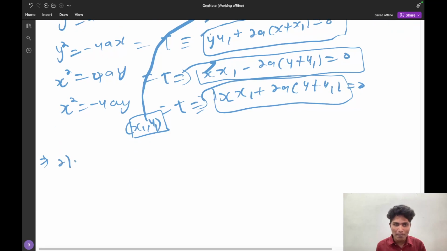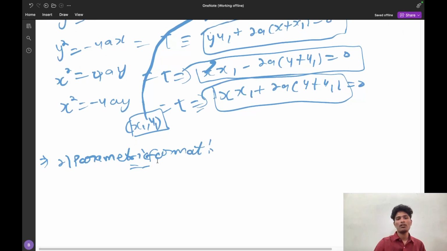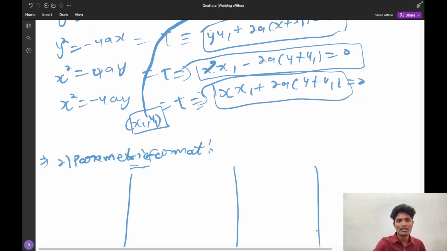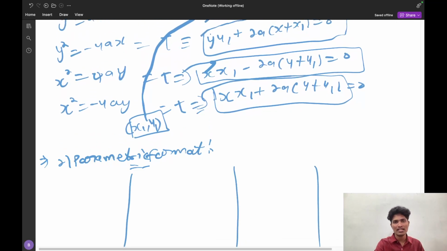And the second is parametric form. In the parametric form, there are so many things you have to understand. I will discuss everything. One second, guys. There is a trouble.